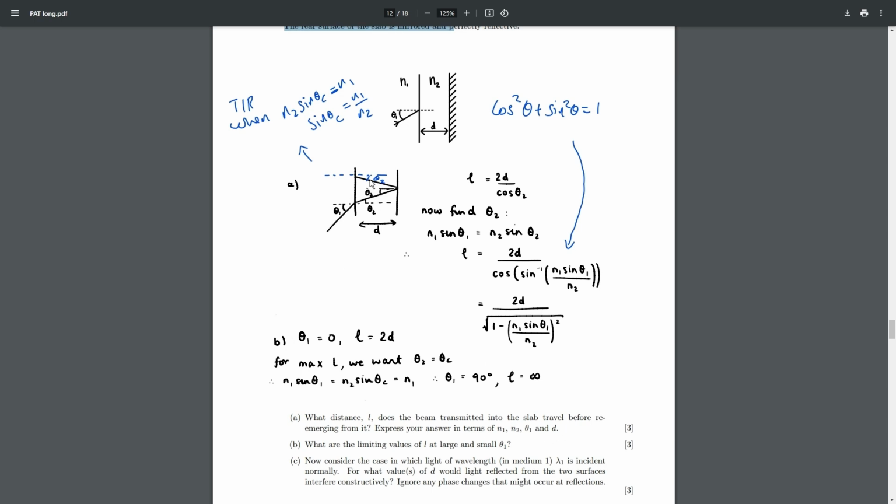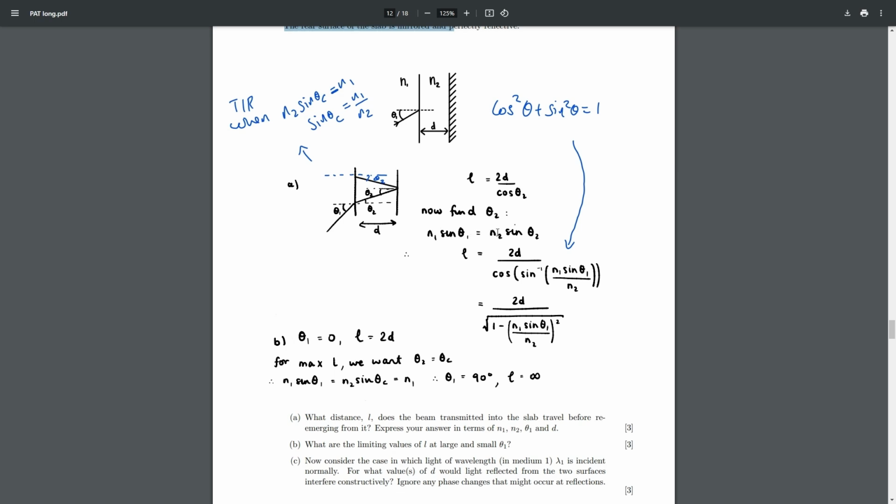So we can draw what's happening over here, and we can see that the length it travels is going to be 2d over cos θ2. We can use the law of reflection here to say this angle is also θ2, and then it's just trigonometry to find the actual path length in terms of d and θ2. Then to get θ2 in terms of θ1 and the refractive indices, we need to use Snell's law.